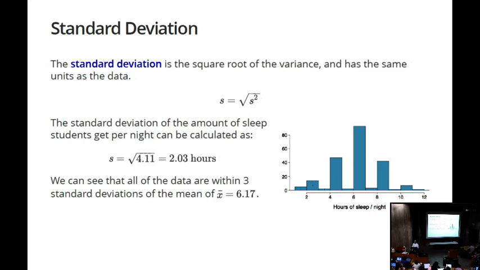2.03. And we'll talk more about distributional stuff and what that actually means, but there's a general rule of thumb that if you take the mean and you take plus 2 standard deviations and minus 2 standard deviations, that's most of your data. And it describes the spread of your data.